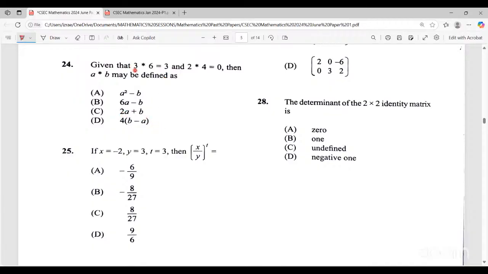2A plus B, let's see. 2 3s are 6. No. 6A minus B. 6 3s are 18. Minus 6, no. So that'll be A squared minus B. 3 3s are 9. Minus 6 is 3. And with this one, where A is 2, 2 squared is 4. And 4 minus 4, which is B, will give you 0. So you can see here the answer is A. Again, 3 squared minus 6 will give you 3, which is correct. With A as 2, 2 squared is 4. 4 minus 4 gives you 0.